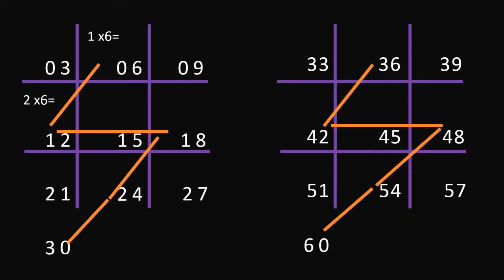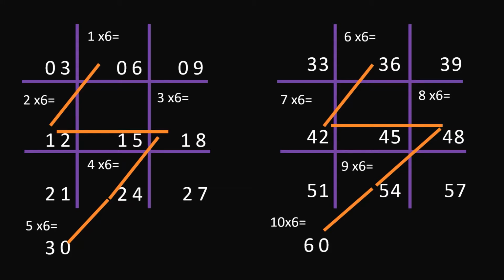This means we now have 1 times 6 is 6, 2 times 6 is 12, 3 times 6 is 18, 4 times 6 is 24, 5 times 6 is 30, 6 times 6 is 36, 7 times 6 is 42, 8 times 6 is 48, 9 times 6 is 54, and 10 times 6 is 60.